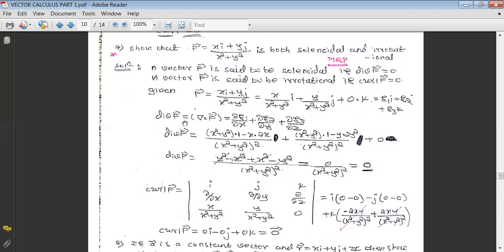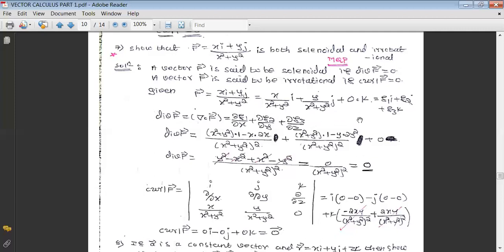Then the divergence of f bar is given as the dot product of del and f bar, and that is given by del f1 by del x partially plus del f2 by del y plus del f3 by del z, where f1, f2, f3 are the components of the vector f. Now first you have to differentiate the first component f1 partially with respect to x, treating y as constant. Keep the denominator x square plus y square as it is, differentiate the numerator with respect to x, minus, keep the numerator as it is, differentiation of the denominator with respect to x is 2x.